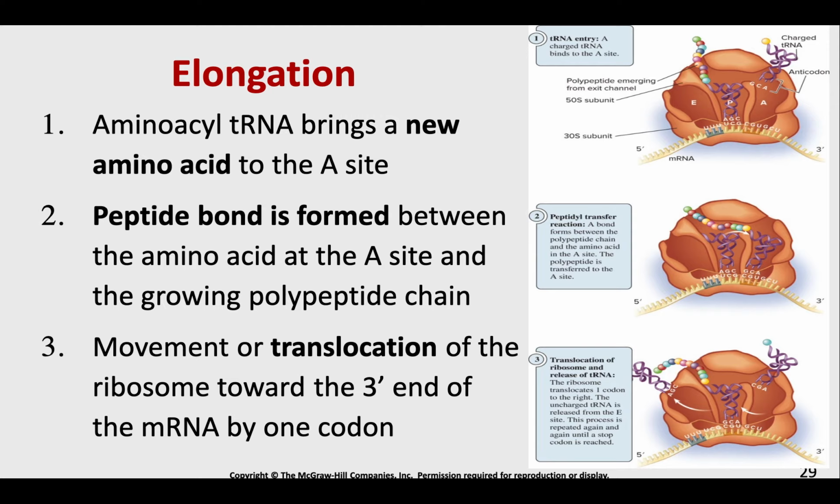So for translation, we are using these charged tRNA molecules to add on our amino acids. The aminoacyl tRNA is going to come into this A site and bring a new amino acid that is coded for on this mRNA. Right? So this mRNA is coding for this anticodon, which is bringing this specific amino acid to it. So it's going to enter in this A site. A peptide bond is going to form between the amino acid in the A site and that growing polypeptide chain that we see in the P site at this point.